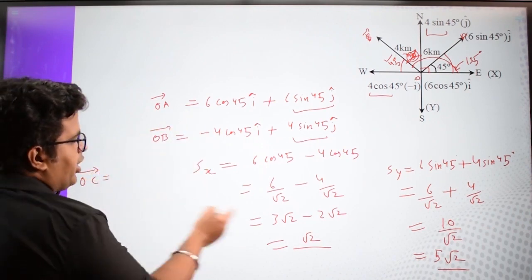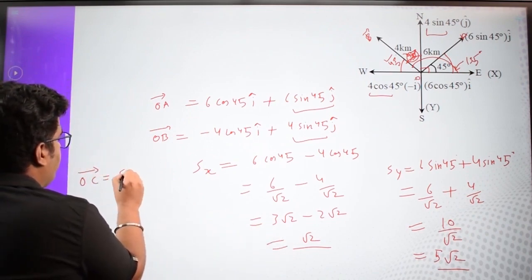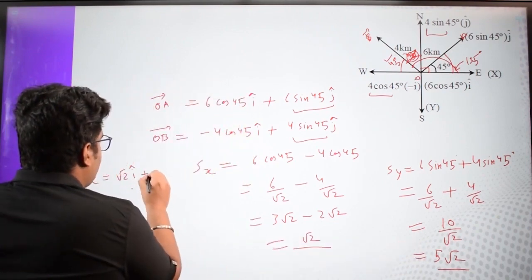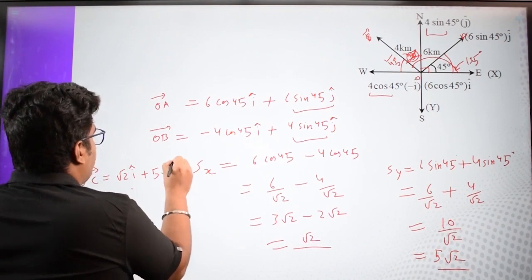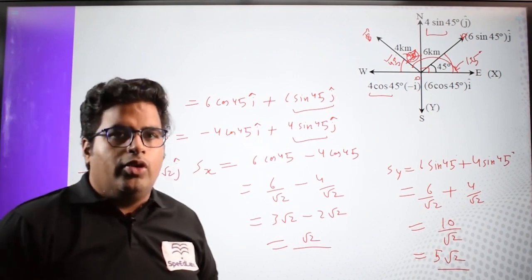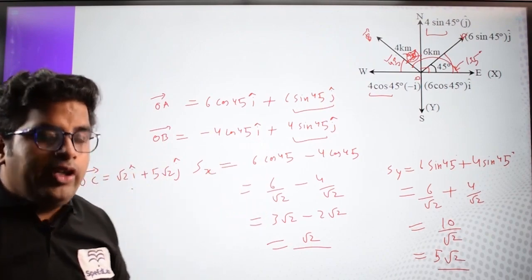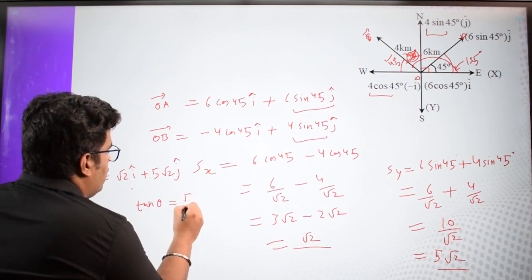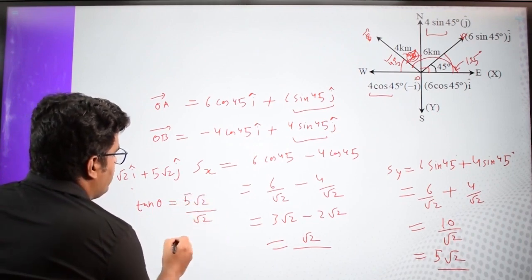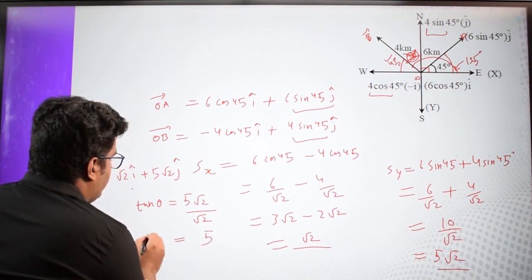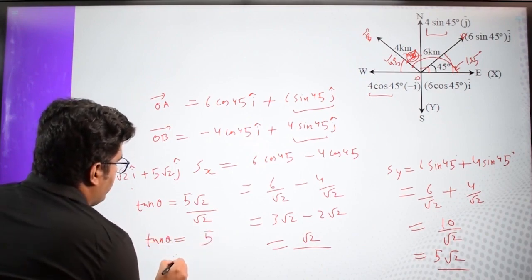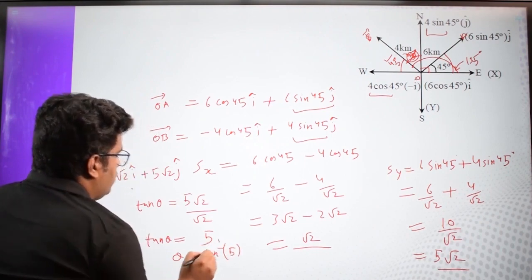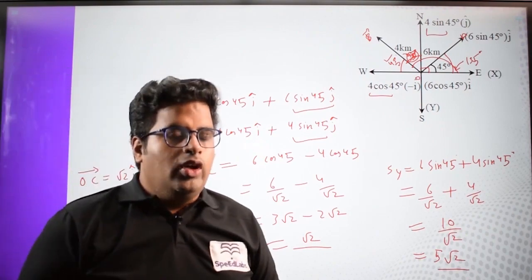Its x component, as we saw, is root 2 i cap. So it is coming out as root 2 i cap and 5 root 2 j cap, right? Now they are asking you the angle. For the angle we have a formula called tan theta, which is equal to the y component upon the x component. So tan theta will be 5 root 2 upon root 2. Once you solve this further, you get the value of tan theta as 5. So finally you will get the value of theta as tan inverse of 5. I hope this angle is calculated. I hope you have all understood.